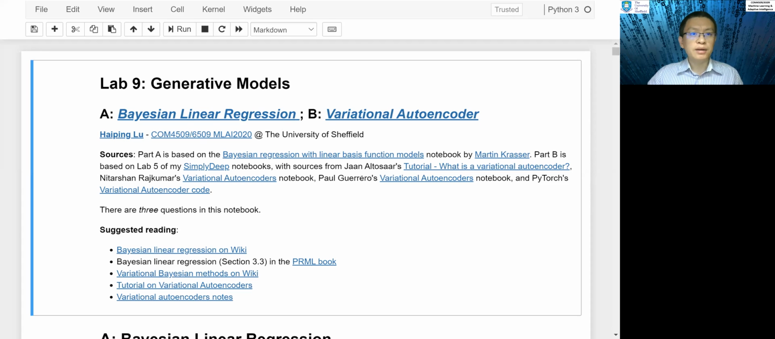So Lab-9 is on generative models with two parts: part A on Bayesian linear regression and part B on variational autoencoder. Again, this notebook is based on many public resources, which I appreciate very much. And I have set 3 questions. Here are some suggested readings.